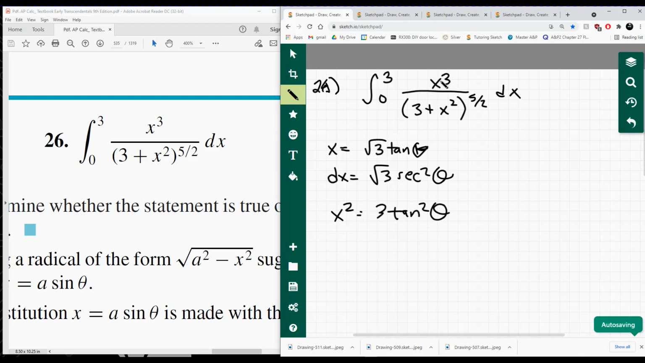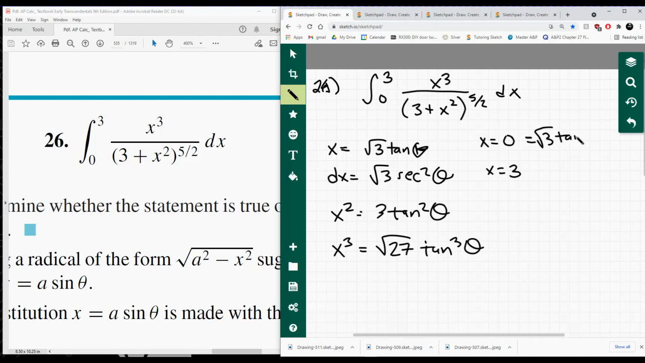And so we have this x cubed term in the numerator. That's going to be equal to square root of 27 tangent cubed theta. And let's also remember our limits. So we have essentially when x is equal to 0 and x is equal to 3, these will have to equal radical 3 tangent of theta. And so the first one is tangent of theta is going to be equal to 0. That's going to be 0.